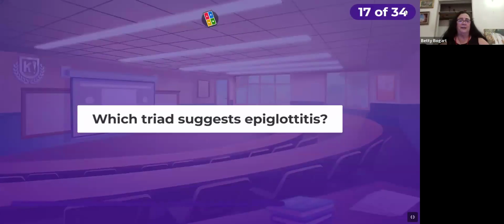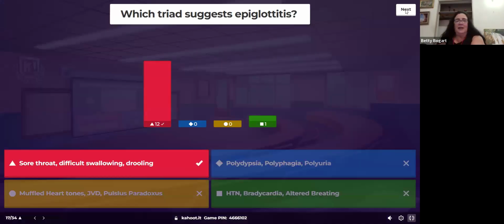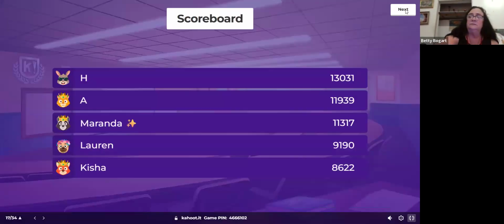Which triad suggests epiglottitis? And that's again, it starts with that sore throat, swallowing, drooling.